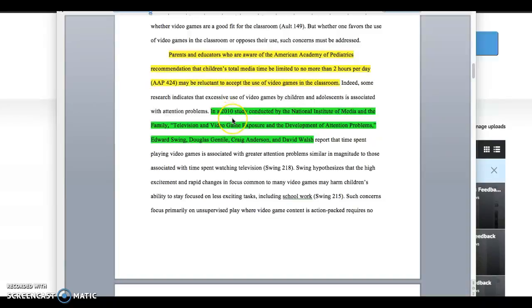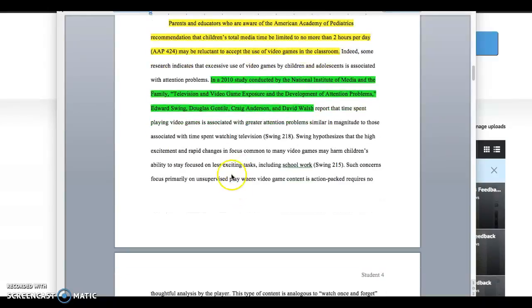And look how effectively he introduces this source. Just like you did in your summary, he introduces what the source is, the title, the authors. So it's a good introduction of the source, and then it talks about how some people say that this is true, that video games are associated with greater attention problems and things that this opposing view would believe. So this source sort of supports the opposing view.